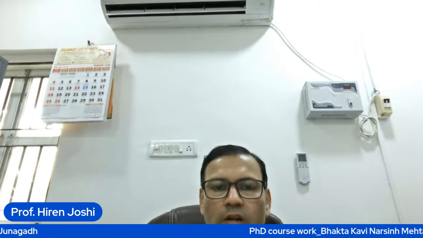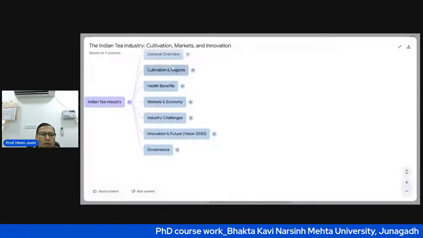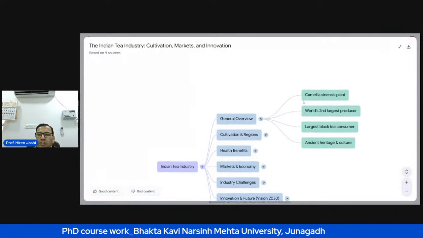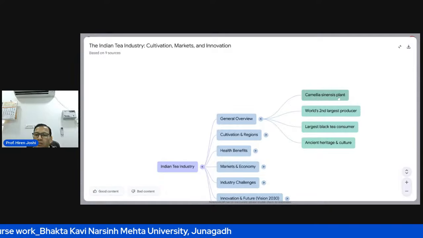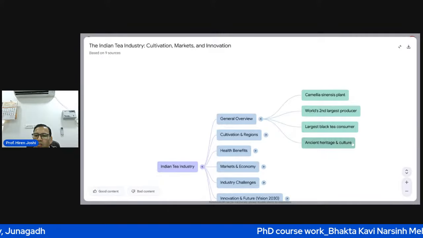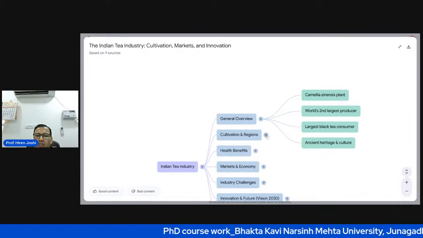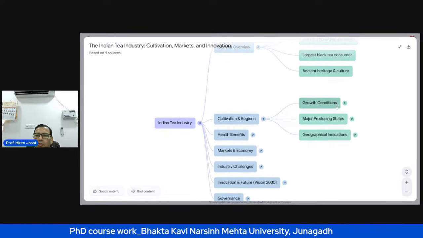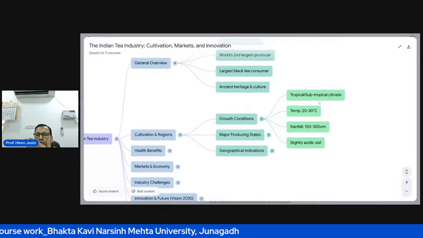So look at here, this is giving me the mind map. Is it visible? Oh, I need to share it again. Look at here, this is the mind map it will create. And if I click here, it gives me a general overview: the scientific name, the world's second largest producer, largest black tea consumer, and ancient heritage and culture. What is the cultivation in regions? So growth conditions. If I click that, what should be the growth condition?